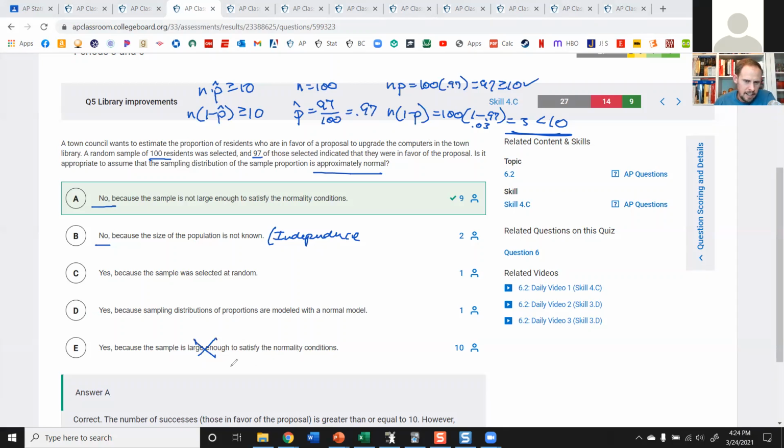All right, so the CLT only applies when we are working with means, right? And we're not working with means. We're working with a proportion, percents here. Okay, so that's the big difference here, percents. No CLT allowed.